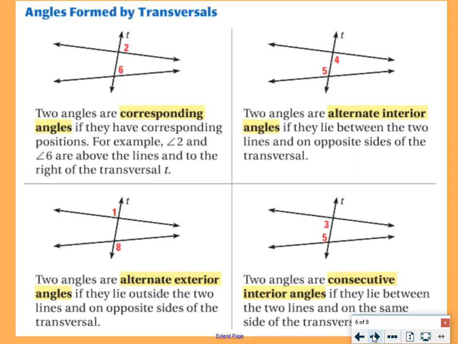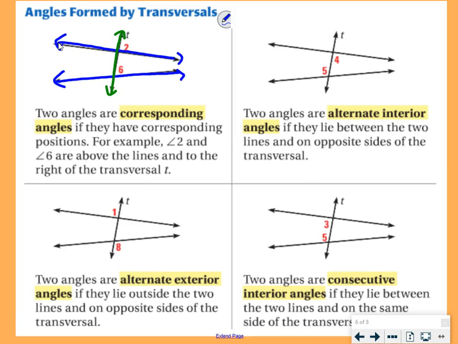So here we have a bunch of different examples of transversals. We have two lines. These lines are coplanar, being intersected by another line. This line is called a transversal because it intersects two or more coplanar lines at different points. That line intersects both of those, so that is called our transversal. And it forms these different angle pairs.